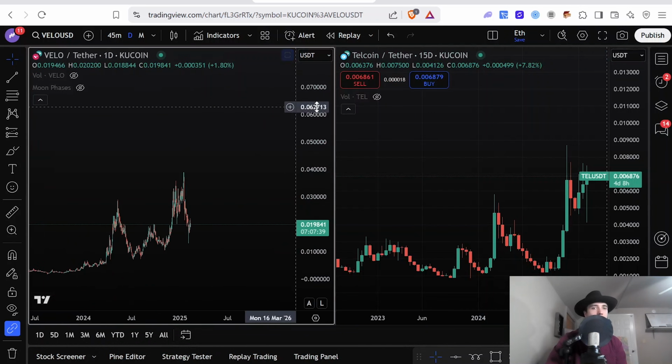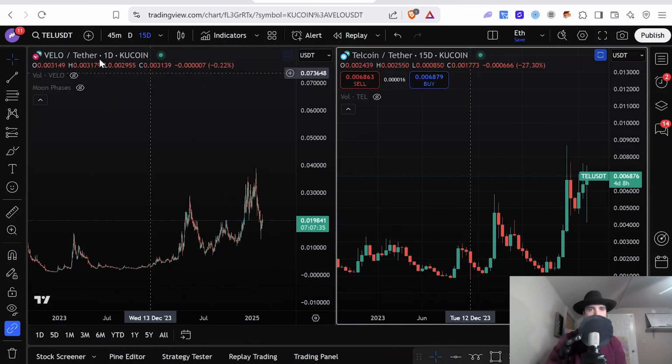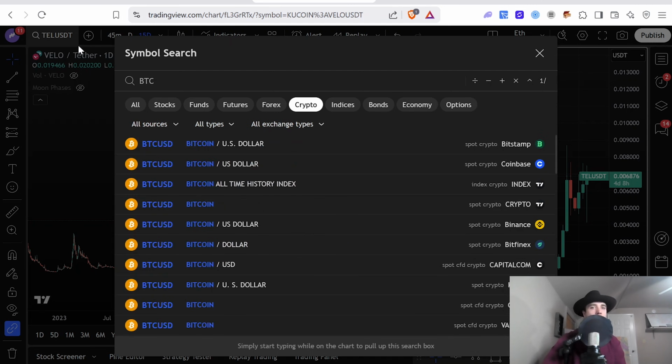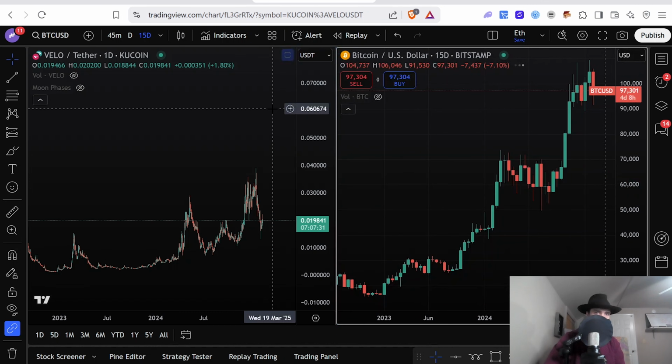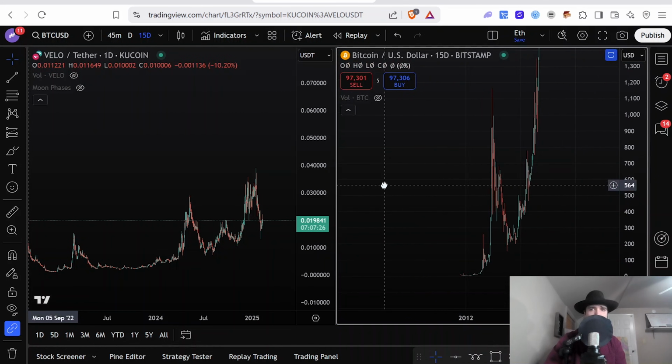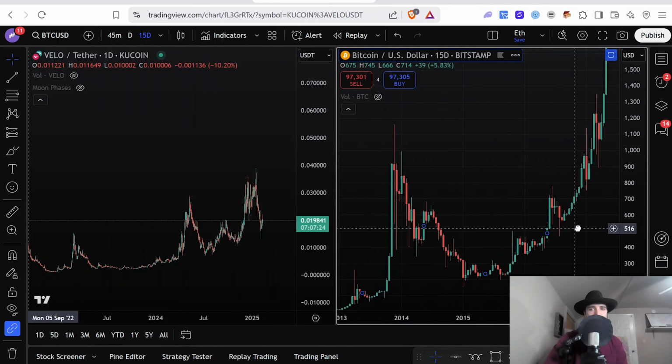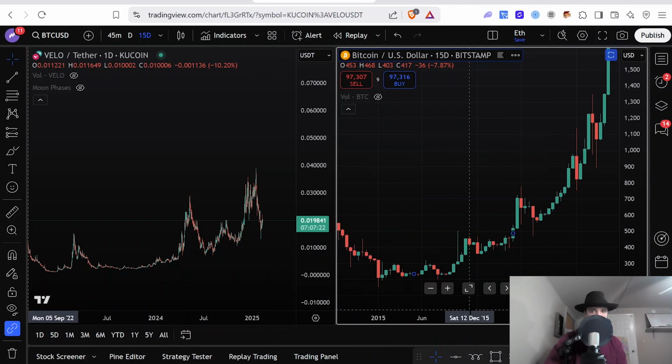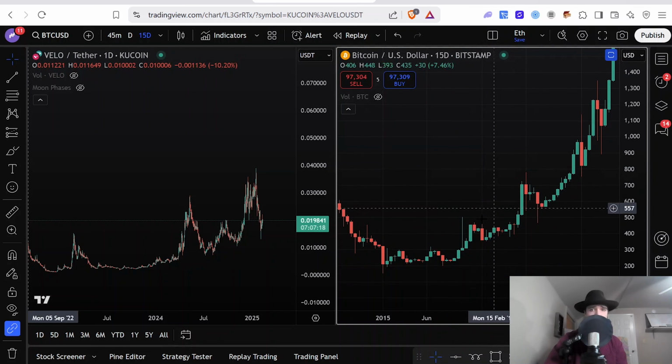And a great example of this is actually Bitcoin in 2015. So let's go over to Bitcoin in 2015 over here on the right, and we'll keep Velo over here on the left. And you can see that this is what it looks like when uptrends are early on, when they're accumulating, before they've really taken off and before they've gone parabolic.